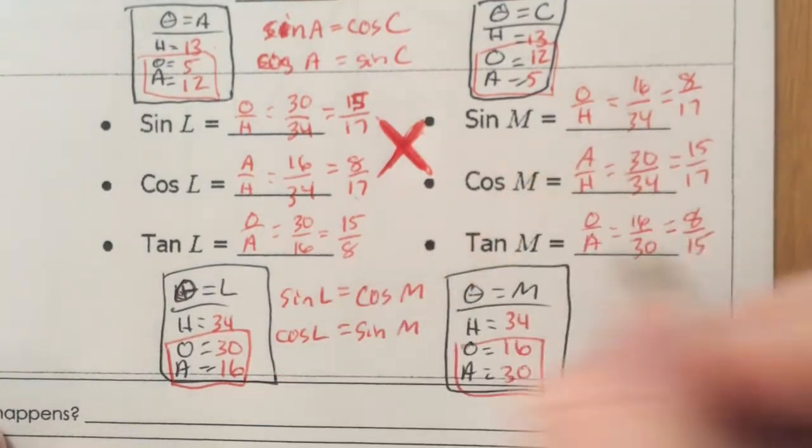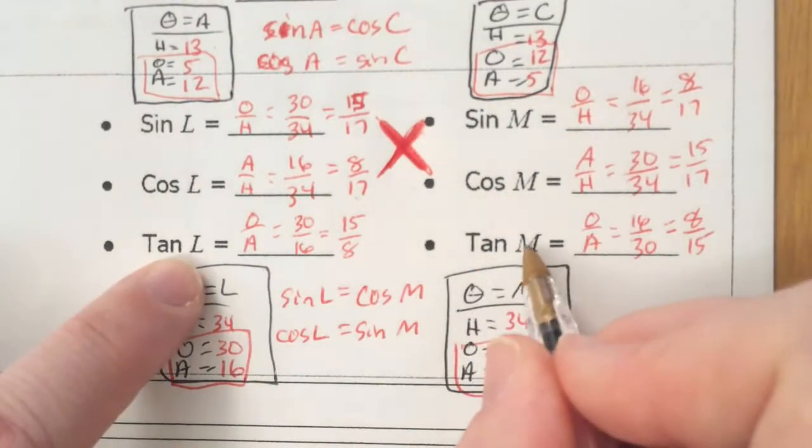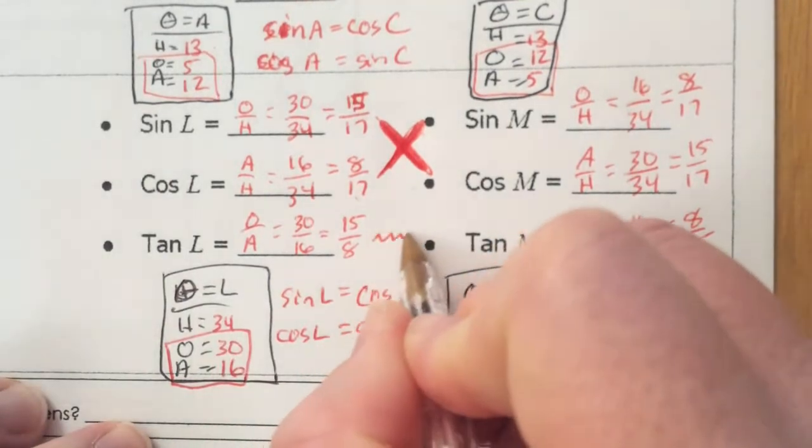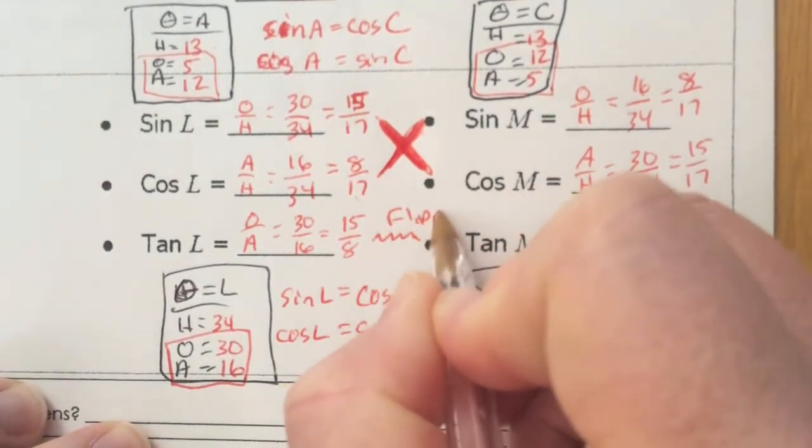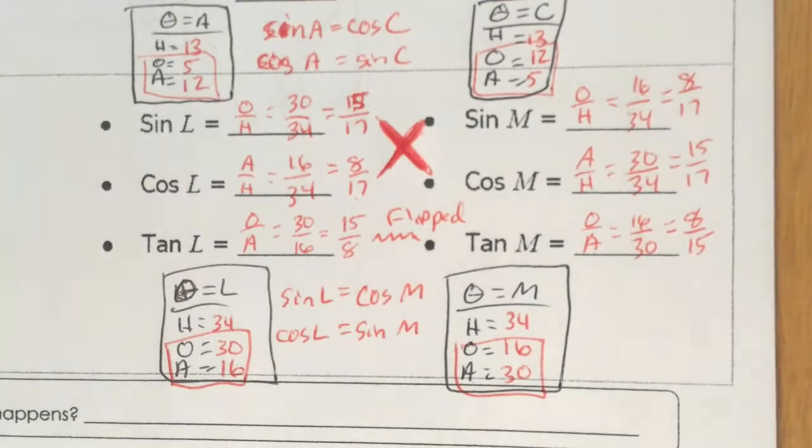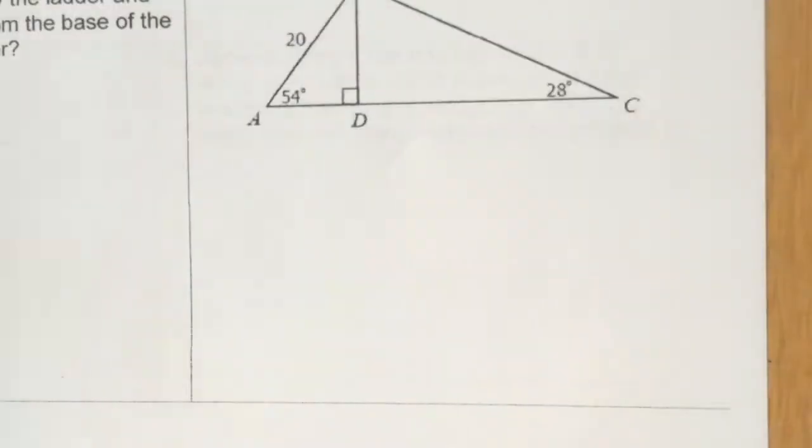And you also probably noticed that the tan, when you switch the thetas, it flipped. The fraction flipped. Okay, it did the reciprocal. Awesome. All right, so now we got that out of the way. Now let's actually do some problems.